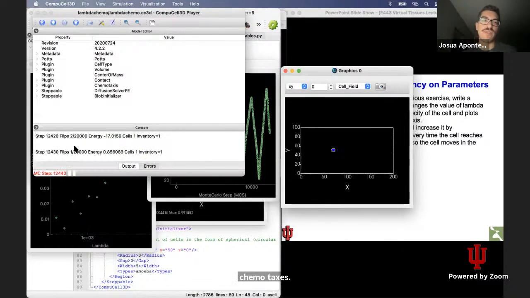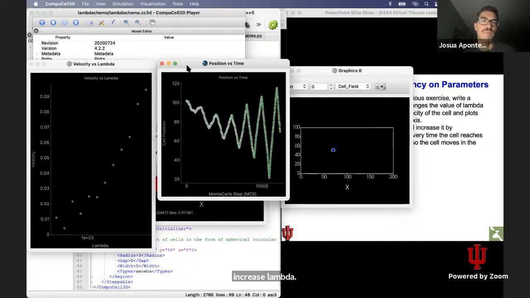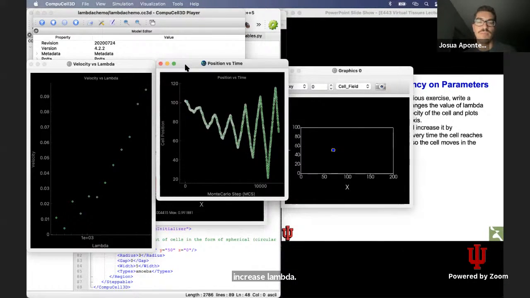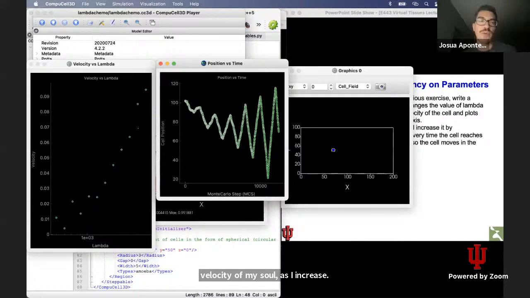Okay, I'm gonna pause here for a second. What are you guys seeing in terms of the velocity as I increase lambda chemotaxis? Which is this plot here. So I've been increasing lambda, and what happens to the velocity of my cell as I increase lambda? It increases as well. Right, it increases as well. And you can tell up here that it's increasing quite linearly, at least in this regime.